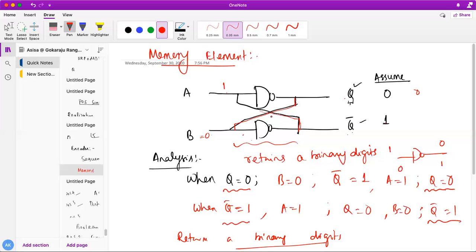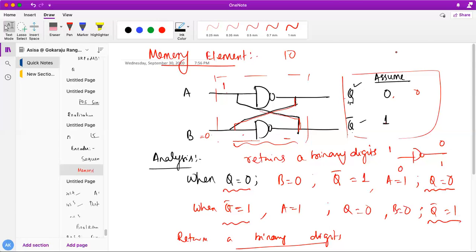So this actually retains what? Only one bit at a time. So let's say we want to retain 10 bits. What I will do is connect such a circuit like this. I have to design 10 such circuits, which retain 10 such bits. Am I correct? So this is the basic memory element, students.